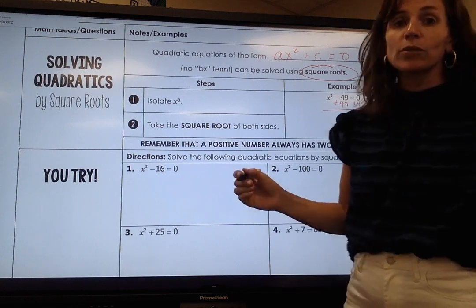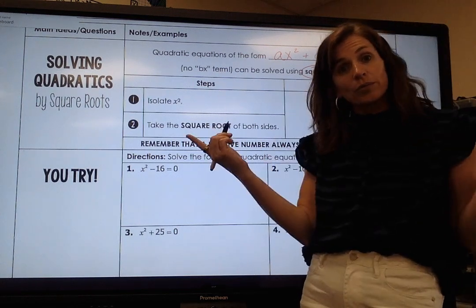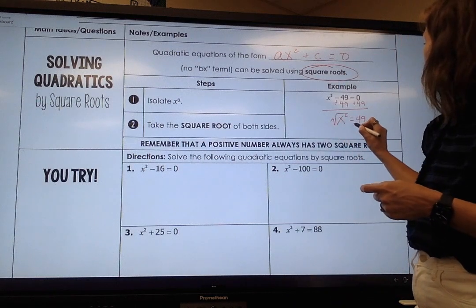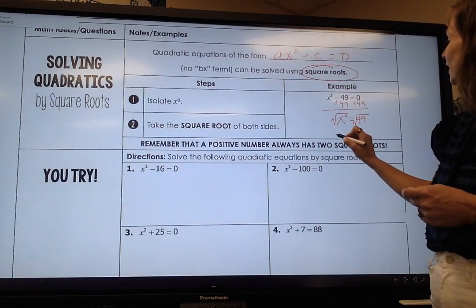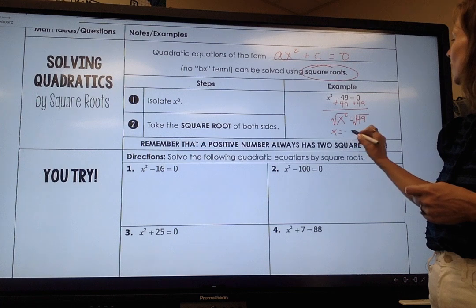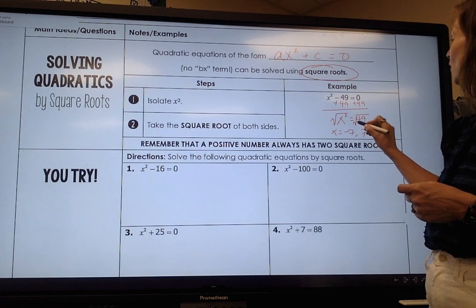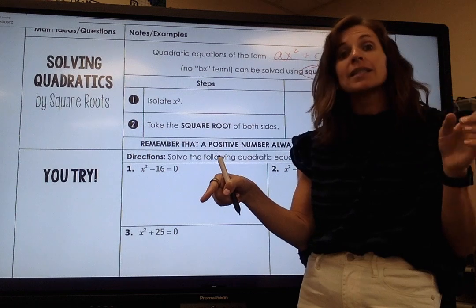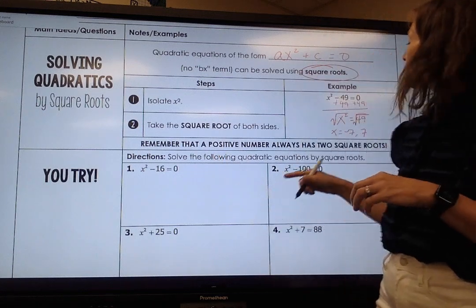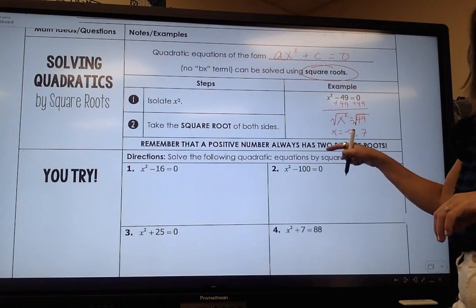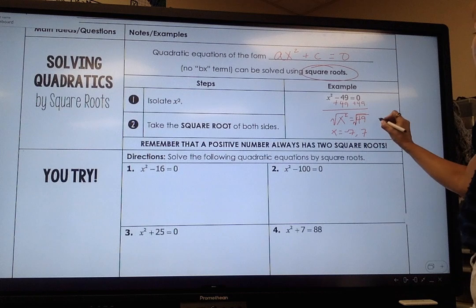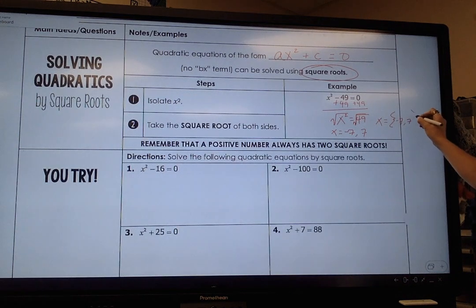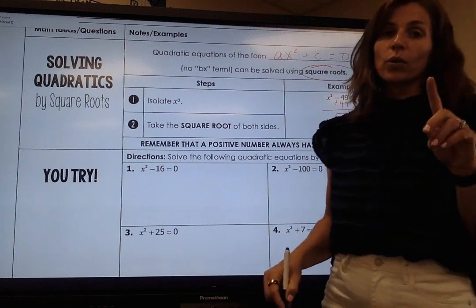And then we do inverse operations, which is taking the square root. So we actually did this last year. So I'm going to take the square root of x squared and the square root of 49, and I get x equals negative 7 and 7. Remember, negative 7 times negative 7 is 49, and 7 times 7 is 49. So you have two answers here. Make sure that it's in bracket form, least to greatest, because we have more than one answer.